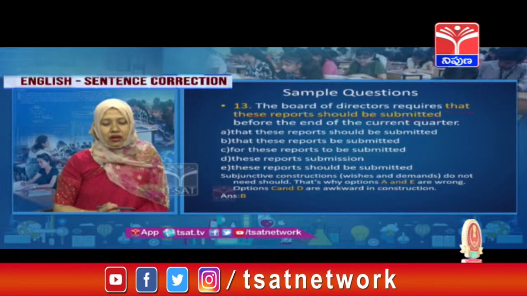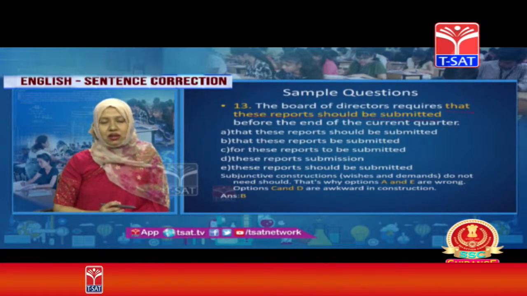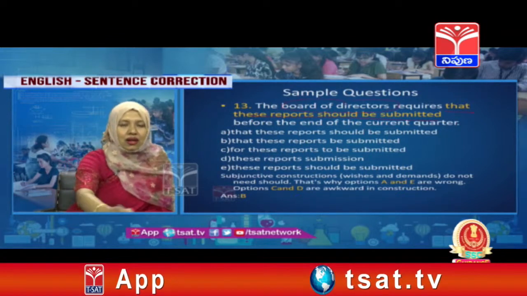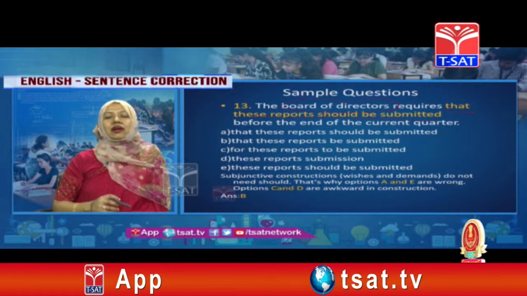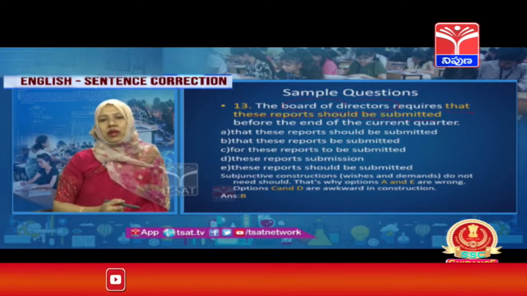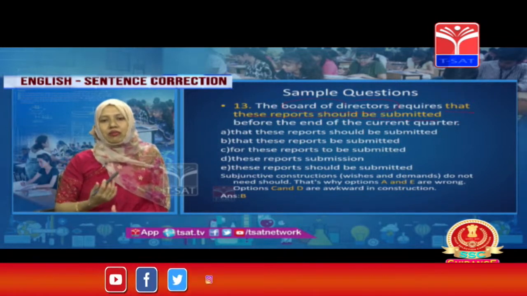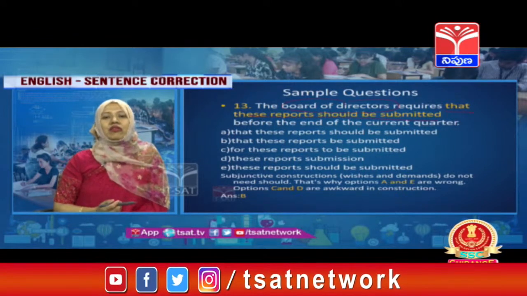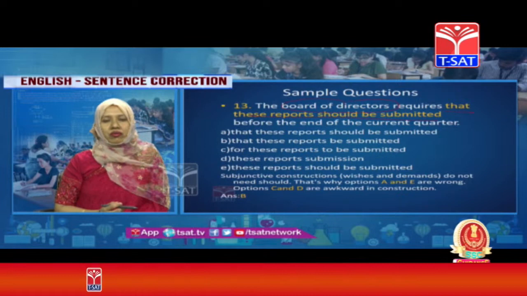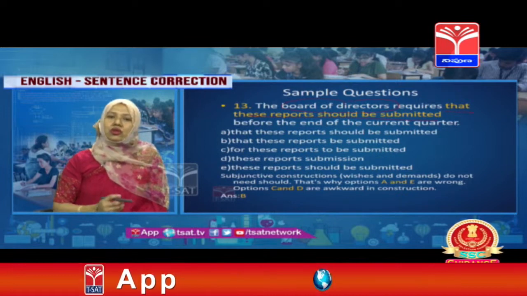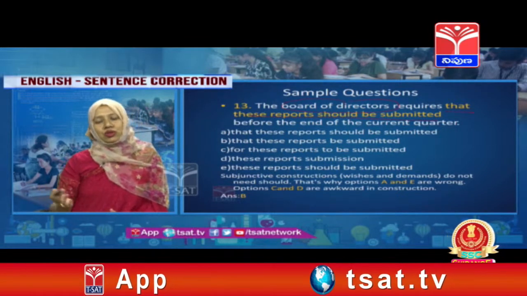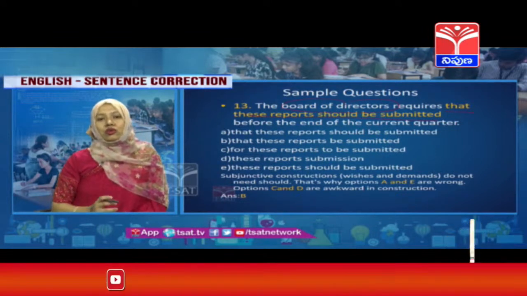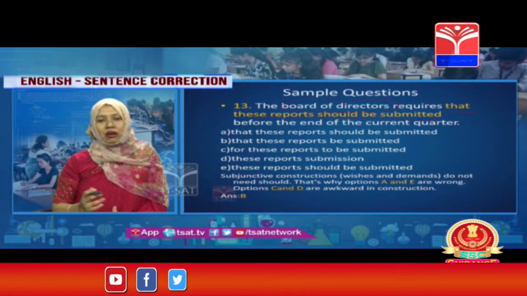Now, if you look here at the subjunctive construction, wishes and demands. Here the board of directors are demanding something. They are demanding to submit the report. It's a command, it's a demand. So, when we use demands or commands, we will not use should. Should is used for may or maybe, you should do this. So, you may follow or you may not follow. You use must for commands and demands.